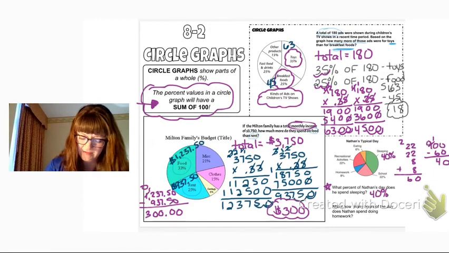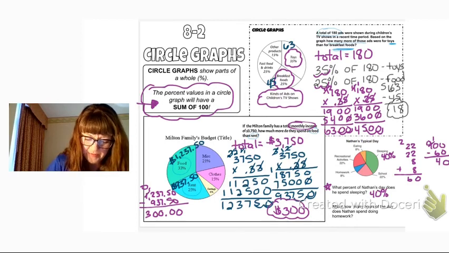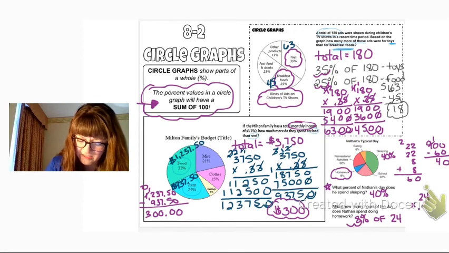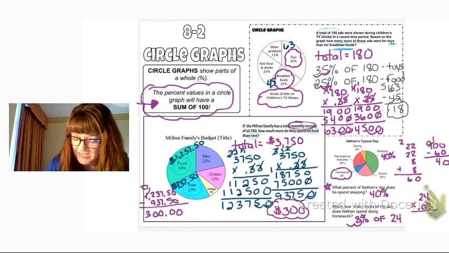So not quite half. Okay, so then it says, about how many hours of the day does Nathan spend doing homework? Well, homework is 8%. So he spends 8% of, and it says of a day, which is 24 hours. So we'll do 24, not times 0.8, go 2 to the left, so times 0.08, because 0.8 would be 80%.